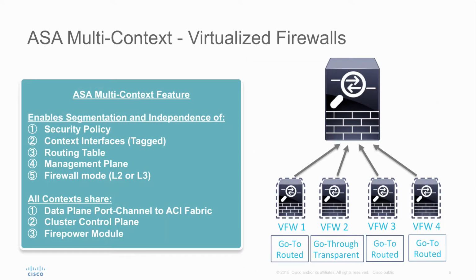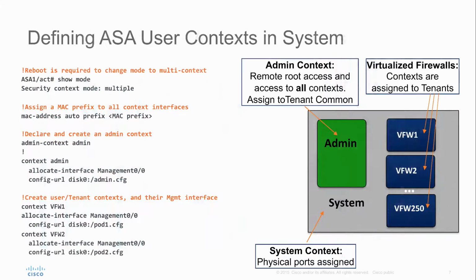So ASA Multicontext is a feature that virtualizes firewalls, enables us to segment customers that have their own independent policy, interfaces, routing table, or VRF, can manage those contexts independently and register them into APIC independently. Each firewall can be either transparent L2 or routed L3, and all the contexts would share the common data plane port channel that goes over VPC for best redundancy with ACI Fabric, and they share the cluster control plane that we just mentioned, as well as their own Firepower module that's installed in those chassis in the cluster.